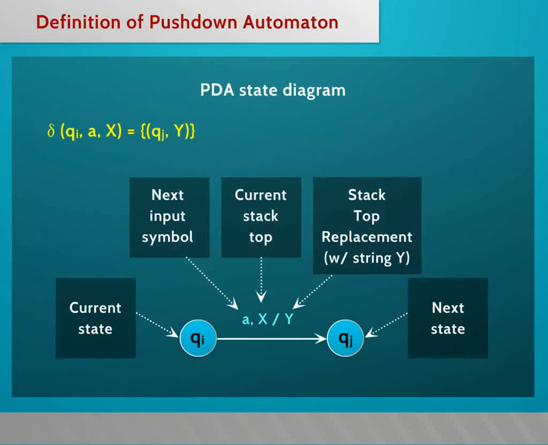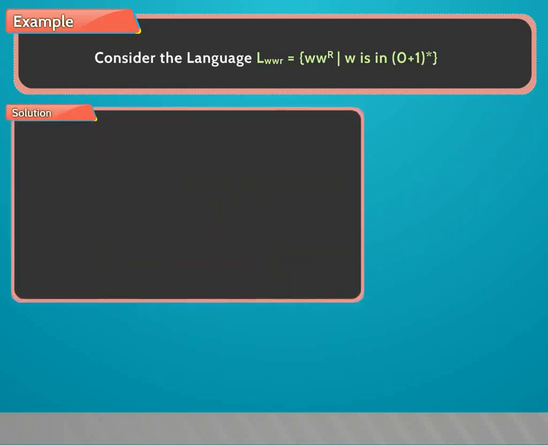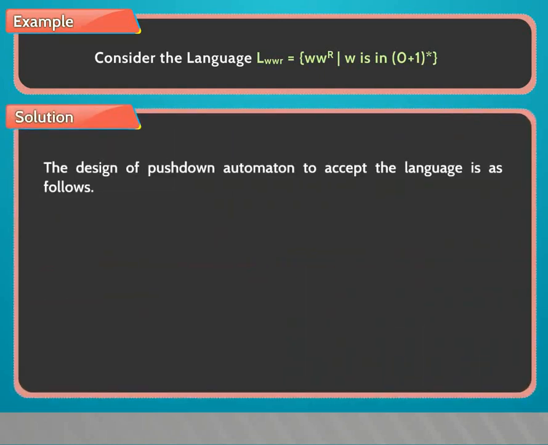PDA state diagram. Example. Consider the language L_wwR = {wwR | w is in (0+1)*}. Solution. The design of a pushdown automaton to accept the language is as follows. The language is a palindrome over the alphabet {0, 1}.